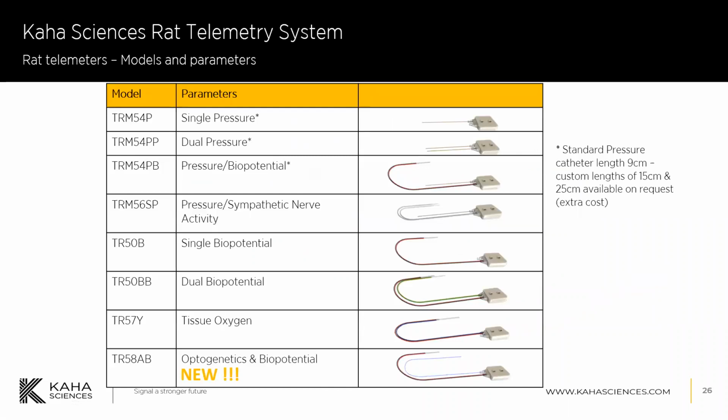So we currently have 8 different telemeter models to choose from. We have some telemeters that have a Millar microtip pressure catheter on them, which is a solid state pressure sensor and gives a really nice high fidelity pressure signal. And we can also combine that with biopotential measurements of ECG, EEG, or EMG, for example, either with pressure or on its own. Or we have telemeters with a high gain amplifier for recording sympathetic nerve activity. We of course have the tissue oxygen telemeter that we're talking about today, and then we also have a new optogenetic stimulator and biopotential telemeter which we have just released this year.